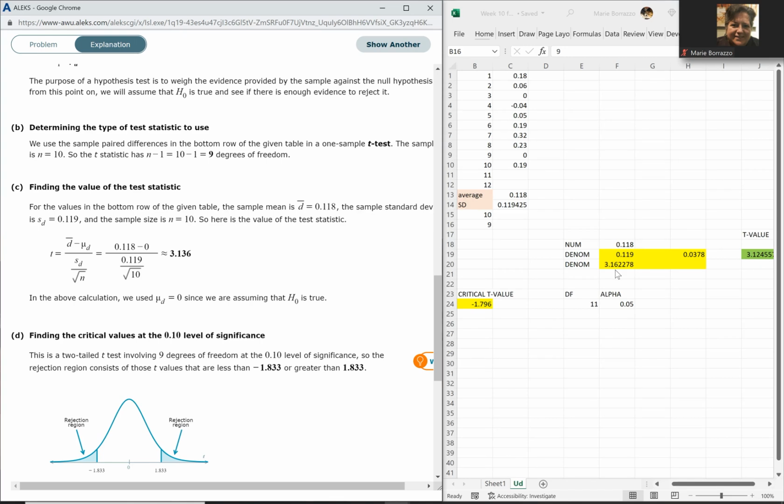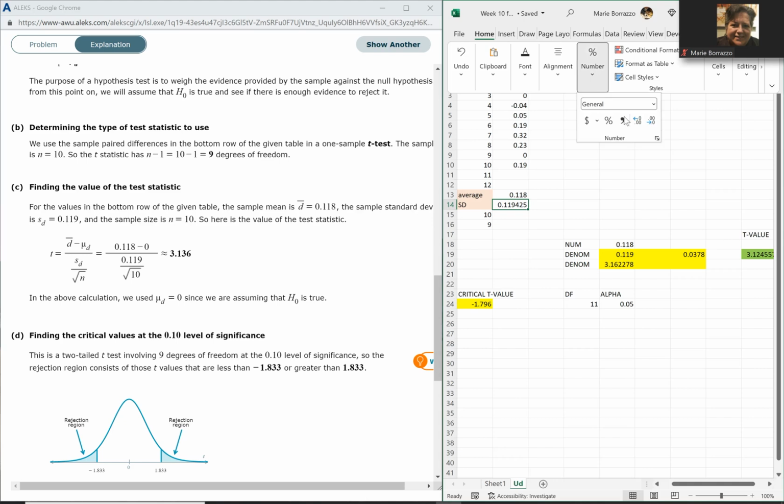I'm trying to figure out why. Is it rounding? Yes, it's rounding. So if I change this number and I round it, let me go back to the home page. Just go to number. I'm going to shorten this. Okay, and hit enter.